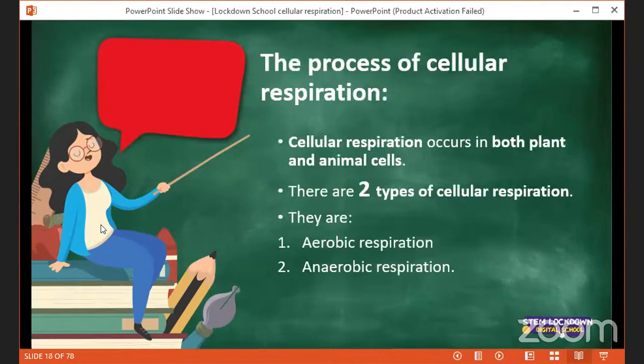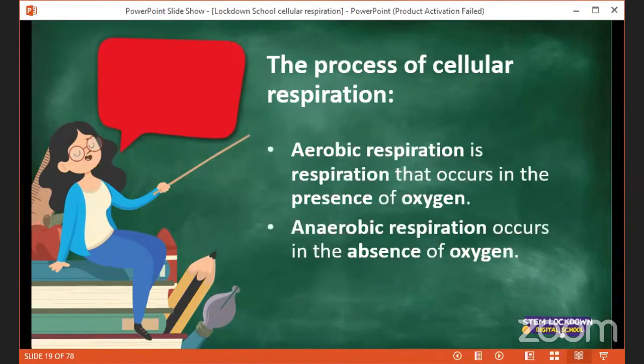Okay. Now let us look at the process of cellular respiration. So cellular respiration occurs in both plant and animal cells. Okay, in cells of all living organisms, cellular respiration takes place. And there are two types of cellular respiration. The first is aerobic respiration, and the second one is called anaerobic respiration. So aerobic respiration has to do with the presence of oxygen. And the second one, anaerobic respiration, has to do with the absence of oxygen. So this is basically what I have just mentioned.